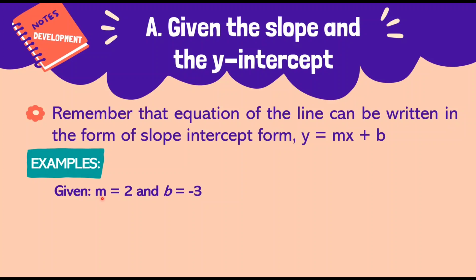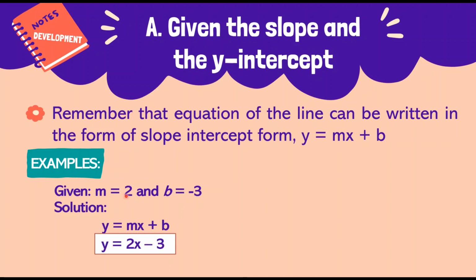So, since our m is the numerical coefficient of x, and our b is the constant term, we can rewrite that in an equation of the line. So, let us start. We have y is equal to mx plus b. We just need to substitute 2 to the numerical coefficient of x and -3 to our constant term. So, what will be our equation of the line? Very good. So, our equation of the line is y is equal to 2x minus 3.